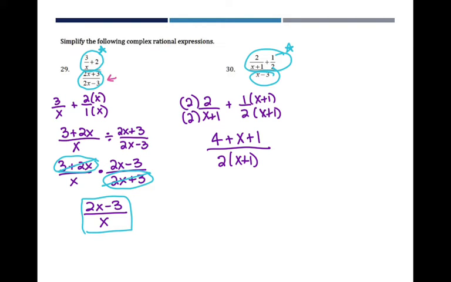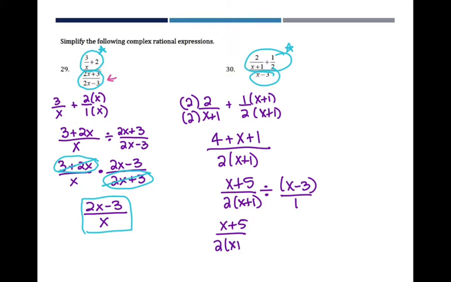Let's go ahead and simplify that further. That gives me x plus 5 over 2 times x plus 1. And again, complex fractions, fancy division. So I'm taking that and I am dividing it by x minus 3. Now, x minus 3 is the same thing as x minus 3 over 1. So when I want to multiply by the reciprocal, I now have that fraction that I can go ahead and flip over. So I have x plus 5 over 2 times x plus 1 times 1 over x minus 3.